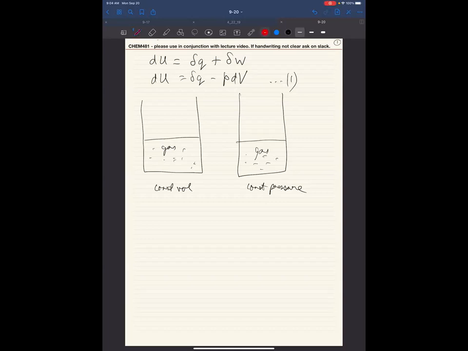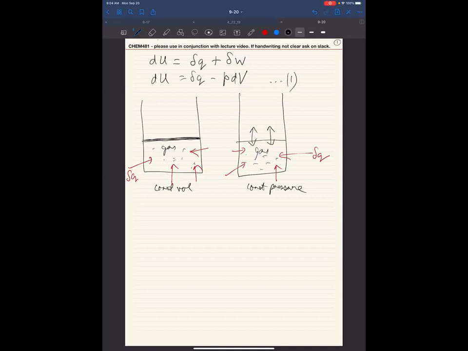So in both of these, what we are doing is putting heat into the system. So this is delta Q. Some heat is being given to the system. And the question is, what does the heat do to the gas molecules? In this first case, this lid over here is tight. The gas cannot move up or down. In the second case, the gas can move up or down.